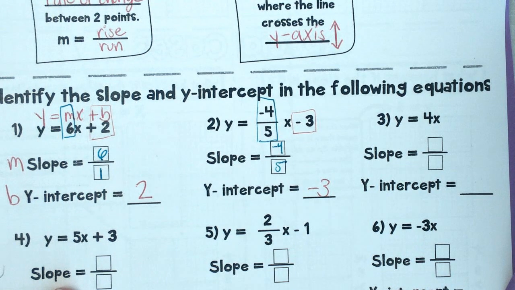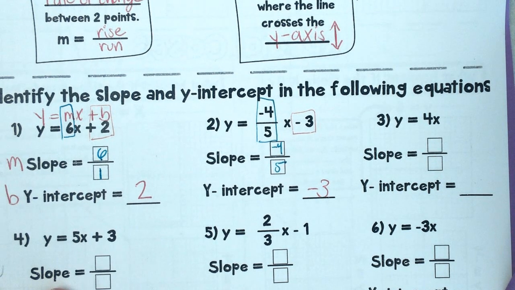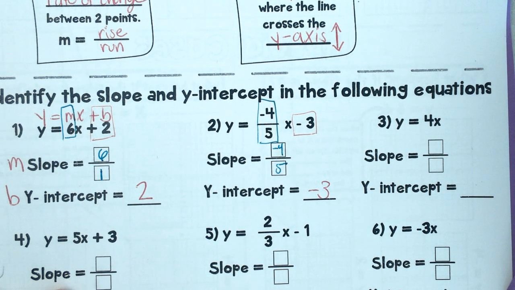On number 3, what is my y-intercept? Kaylin? Not really. There is none. What number do we use for that? If we're saying there's nothing there, what number do we use for that, Kaylin?